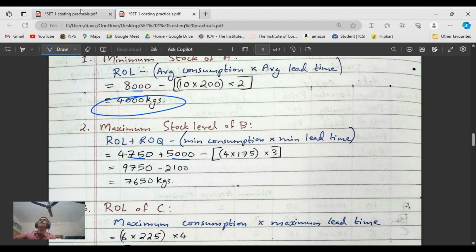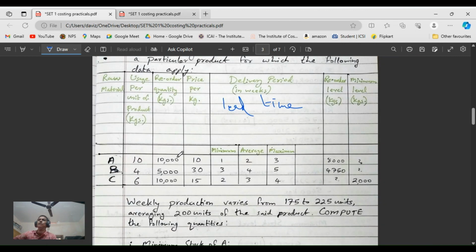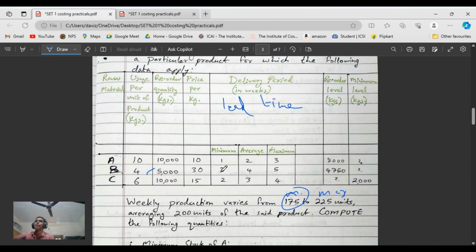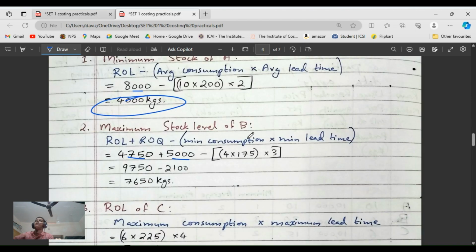Minimum consumption. We took the minimum as 175 and the maximum is 225. So 175 into 4. That's minimum consumption. Then the minimum lead time. Minimum lead time of B is 3, into 3. So by calculating we get 7650 kg.